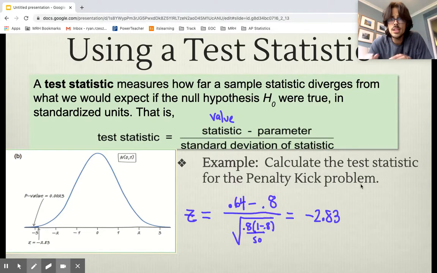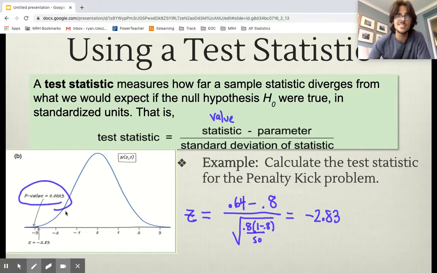So think way back to when we learned about z-scores. We talked about how most points are within 2.5 standard deviations of the mean. Getting a point like 3 standard deviations away, super rare. So once we have our test statistic, instead of doing a normal CDF with the 0.64 and the numbers from the problem, you could do a normal CDF with a lower of like negative 1,000 and an upper of negative 2.83. Then you would leave it standard normal with mean 0, standard deviation 1. And if you do that, you're going to get the exact same answer.